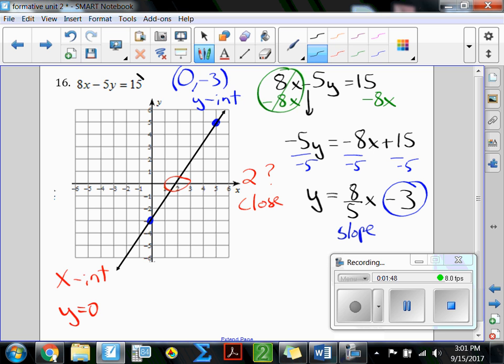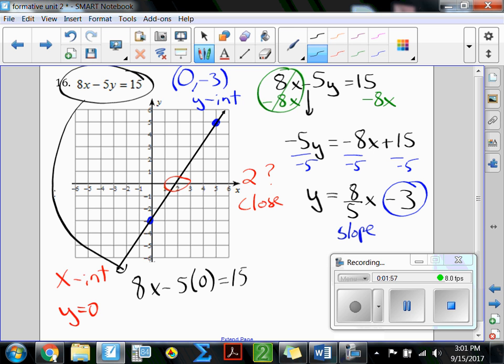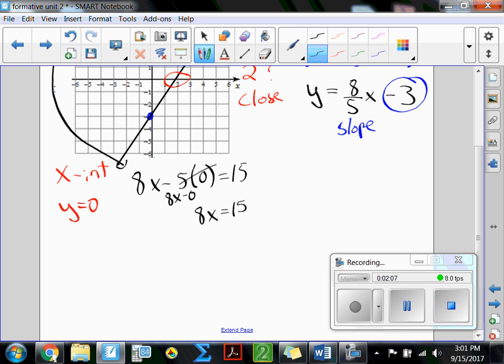So I take the original equation and I say 8x minus 5 times 0 equals 15. 5 times 0 is 0. 8x minus 0 is 8x. Then I'll divide by 8 and say x equals 15/8, which is 1 7/8, or 1.875. Double check that.